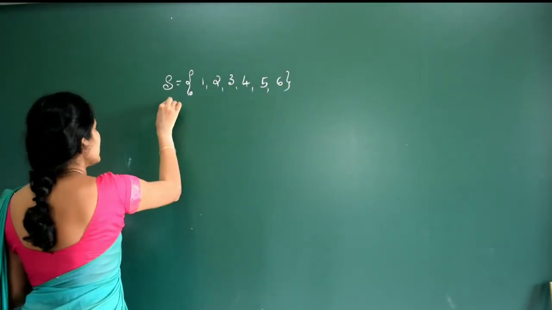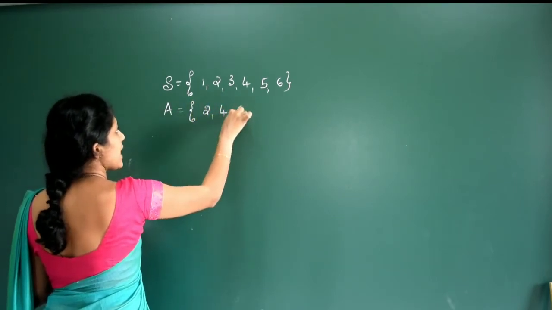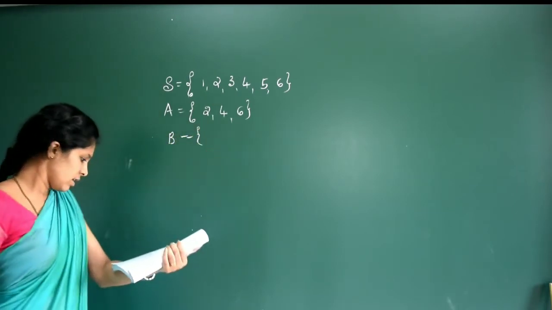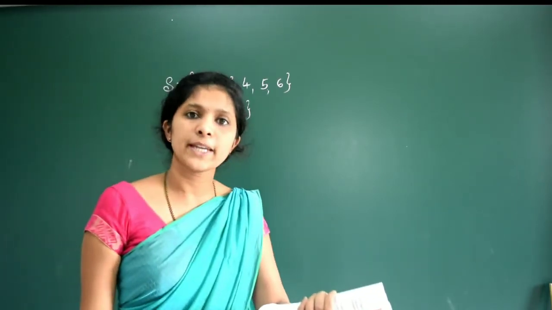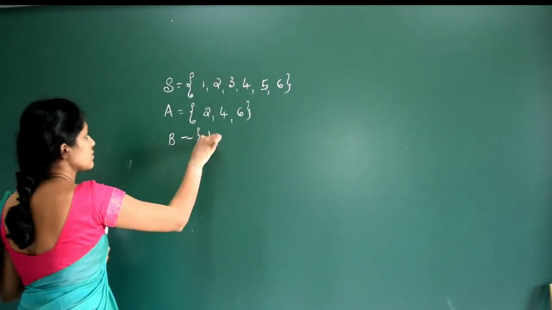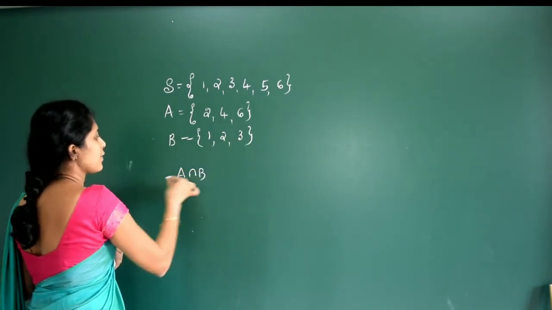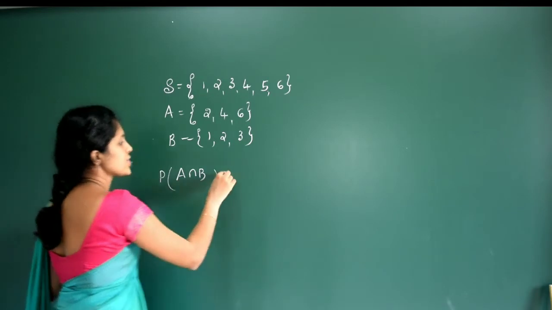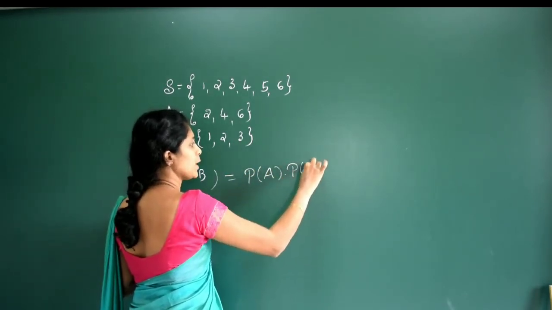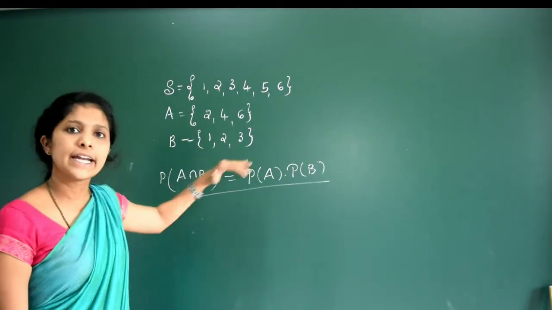What is the set A? A is equal to, it is an even number. Even number is nothing but 2, 4 and 6. What is the event B? Given that B be the event, the number is red. What are the numbers on red? That is 1, 2, 3. So this will be 1, 2, 3. Now find A intersection B. Then find the probability of A intersection B. Check whether P of A intersection B is equal to P of A into P of B. If this is true, then we can say that these two events are independent.